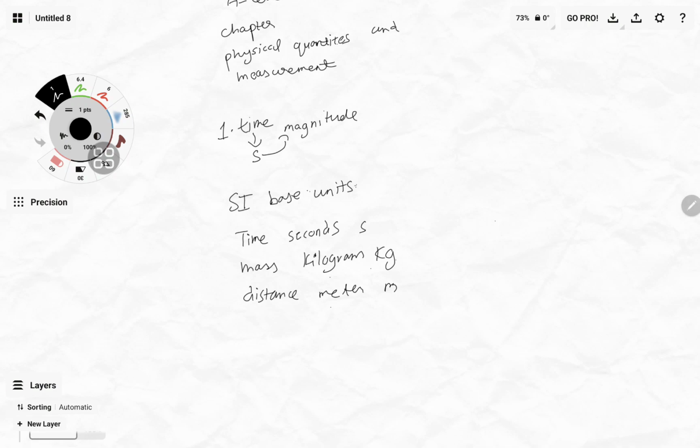Now we have next, what's it called? Sorry, I'm kind of forgetting.